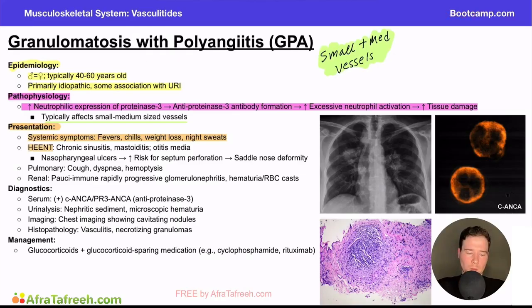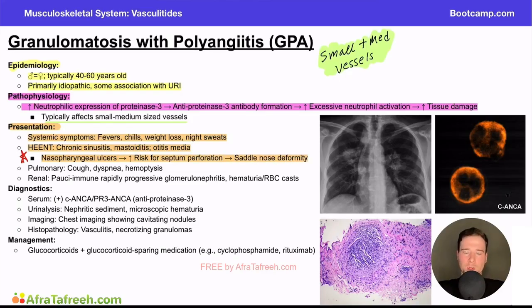Well, we can often have involvement of the head, eyes, ears, nose, and throat. Classically, chronic sinusitis, mastoiditis, or otitis media can present. Now, it's really important to note with these patients, they really like to test the chronic sinusitis and specifically the nasopharyngeal involvement. So we talk about having nasopharyngeal ulcers. Well, that's going to increase a patient's risk for a septal perforation. So again, this is another thing they can give you as a clue in a question stem. And the increased risk of septal perforation can lead to something called a saddle nose deformity.